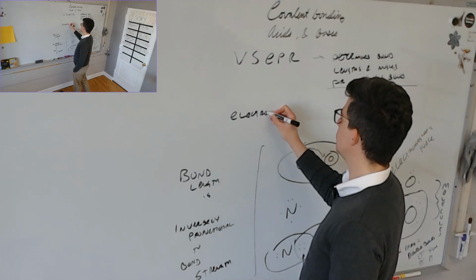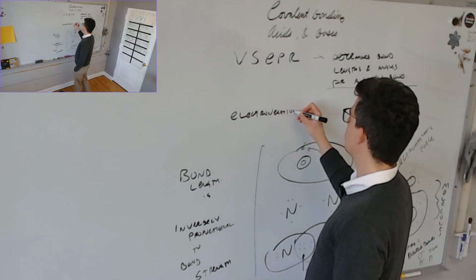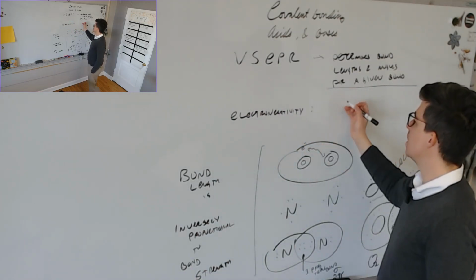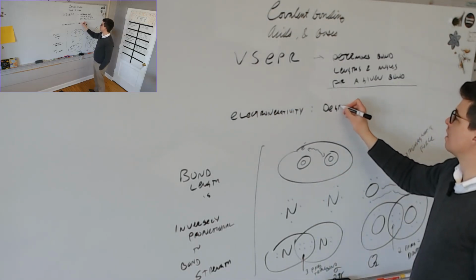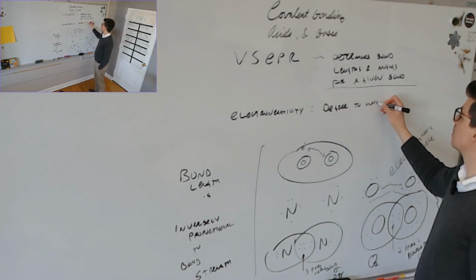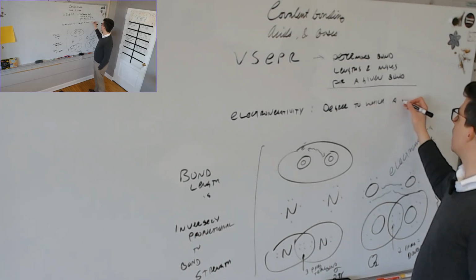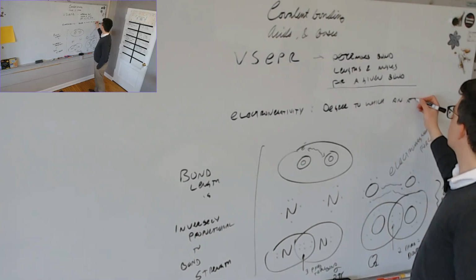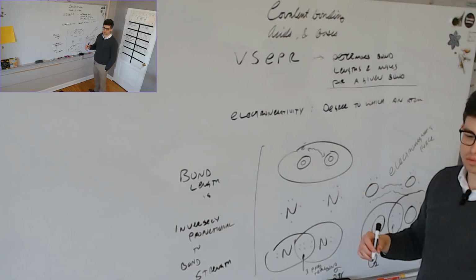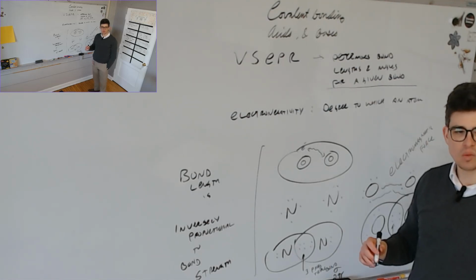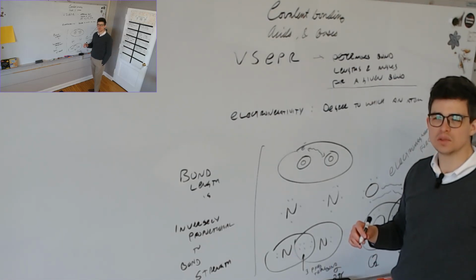We talked about this a little bit last time, I believe. Electronegativity is the degree to which an atom, I was going to say wants or desires, but what's a better word for that, Lily?